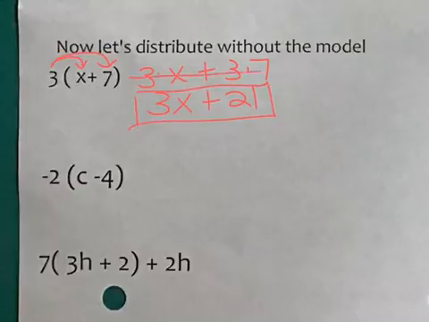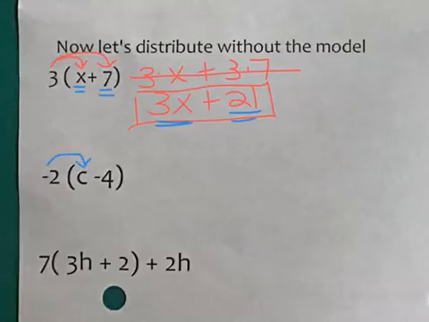We won't keep it as the first expression because that's just showing us how we got 3x plus 21. You have to remember to distribute it both to the first term and to the second term. You have to multiply that 3. Let's go ahead and take a look at the next one.